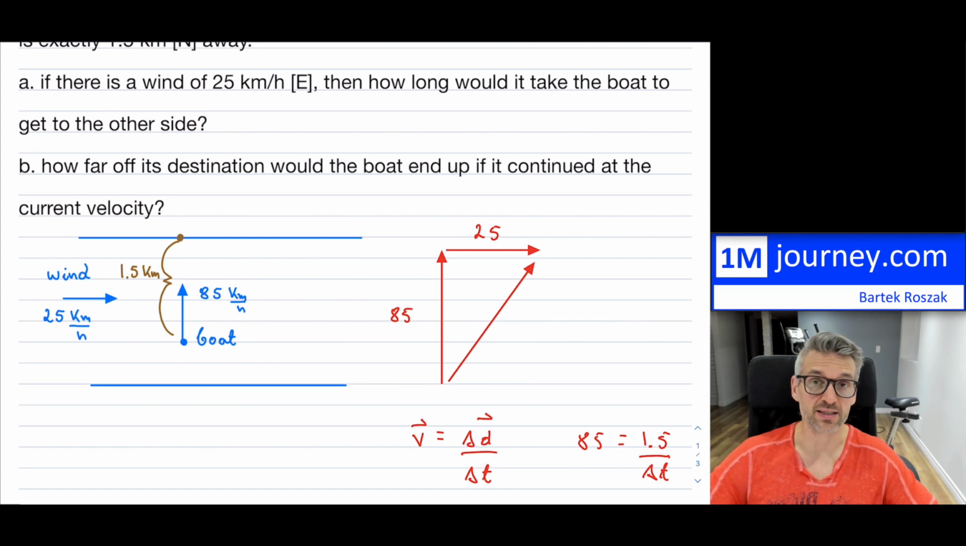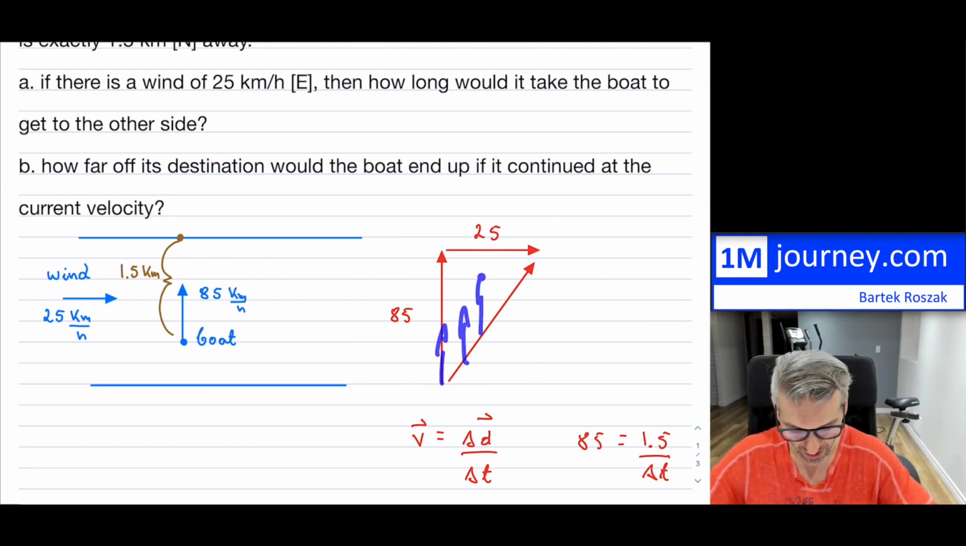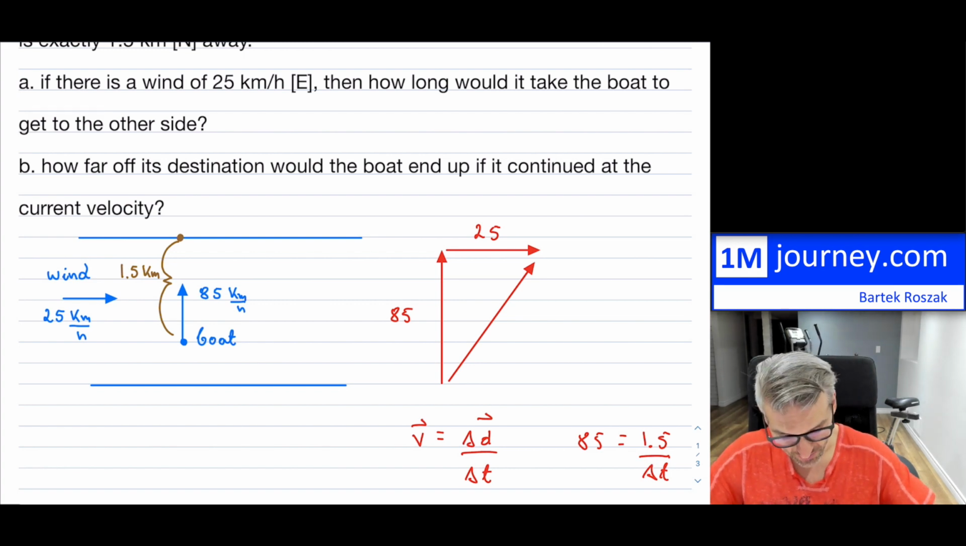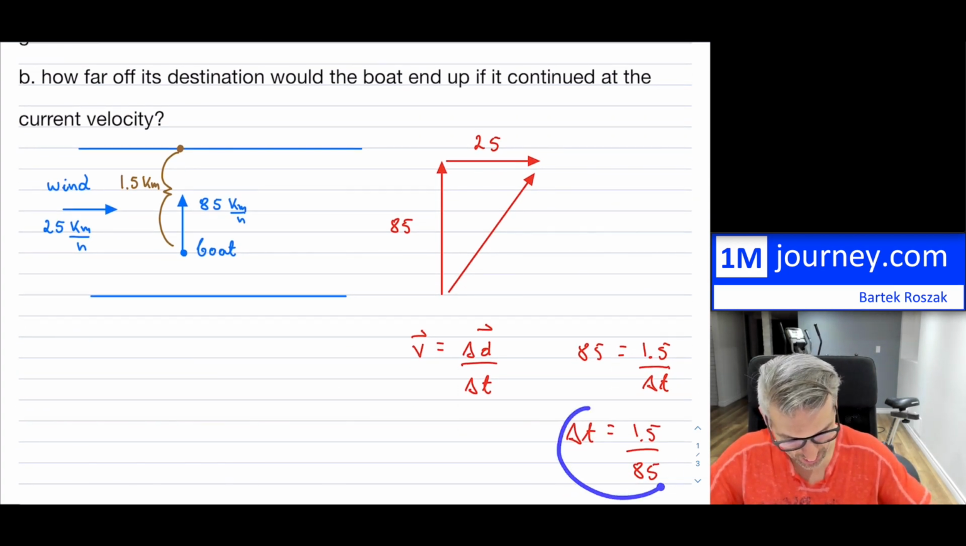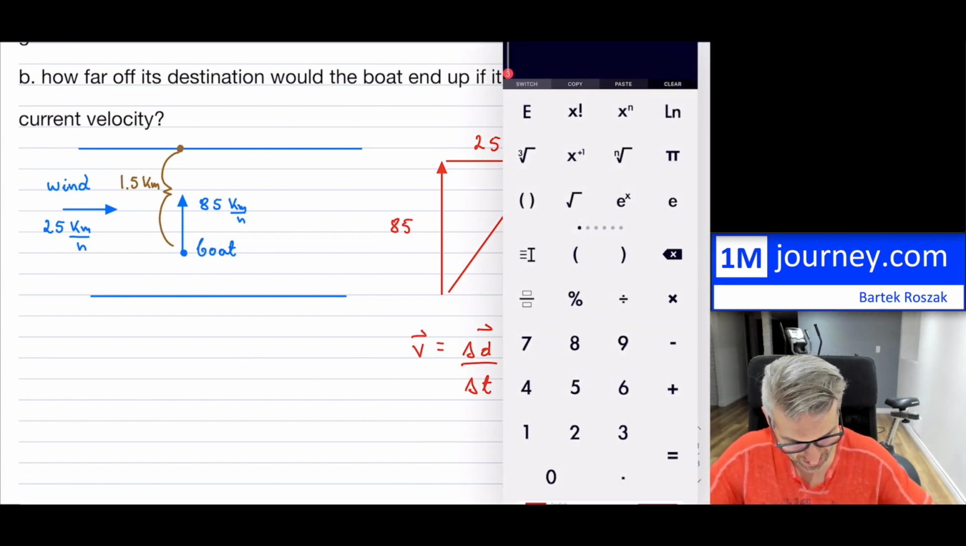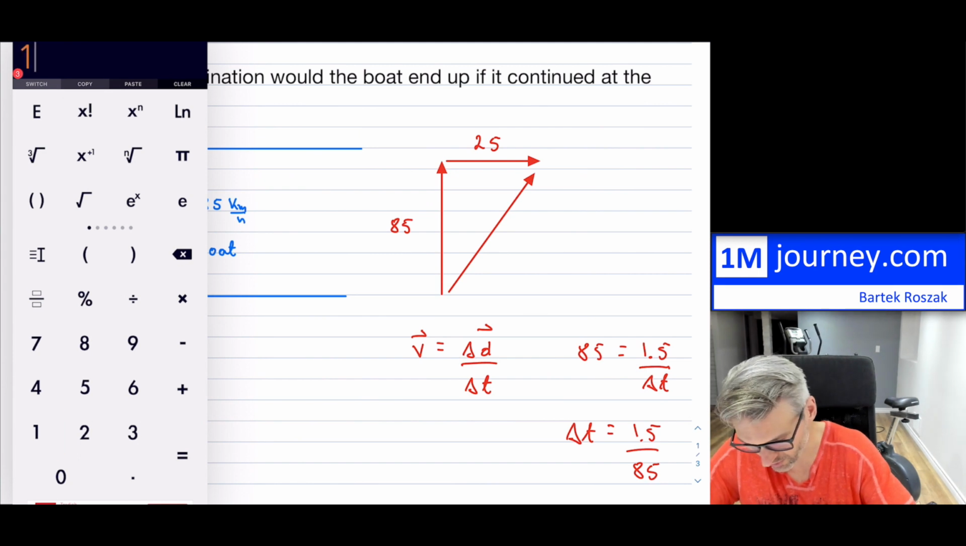But it doesn't mean that it's going to take you longer. You're still going to be continuously moving at 85 as you go, but you're going to get pushed off course. That's what's going to happen. Now, once you have the actual time, whatever it might be, let's see what this would be.